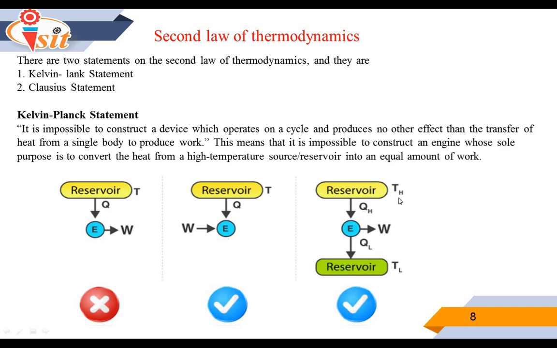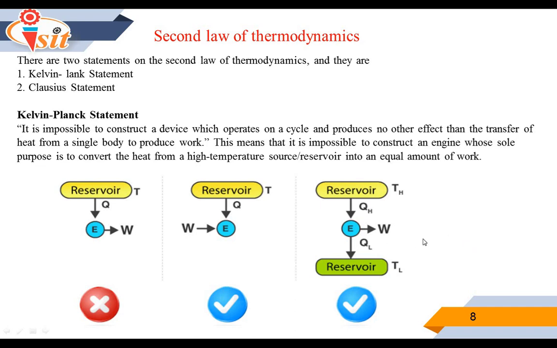Now we see the second law of thermodynamics. The second law has two statements, the Kelvin-Planck statement and the Clausius statement. The Kelvin-Planck statement says that it is impossible to construct a device which operates on a cycle and produces no other effect than the transfer of heat from a single body to produce work. This means that it is impossible to construct an engine whose sole purpose is to convert heat from a high temperature source or reservoir into an equal amount of work.